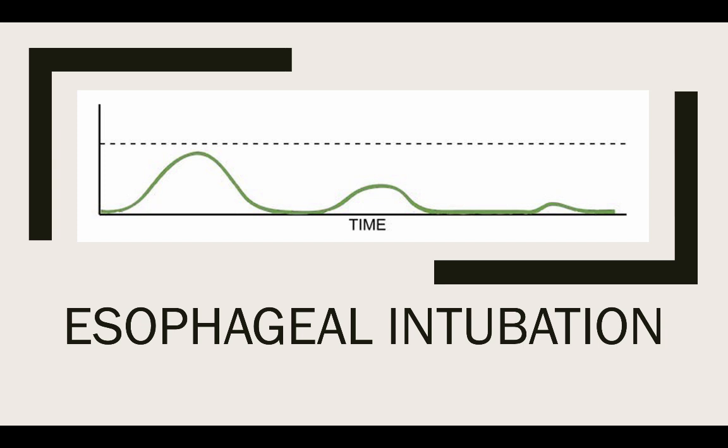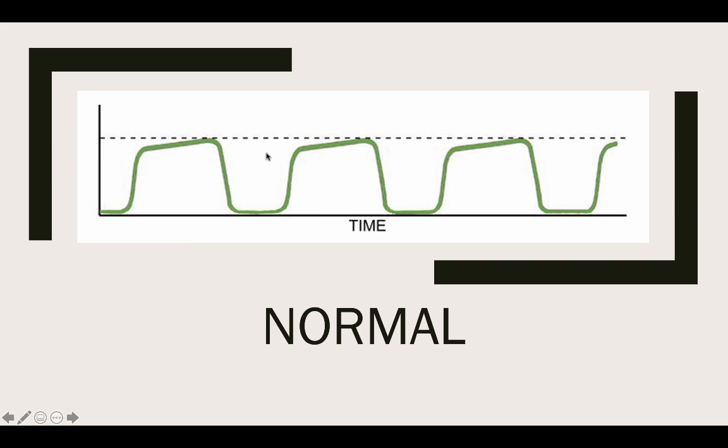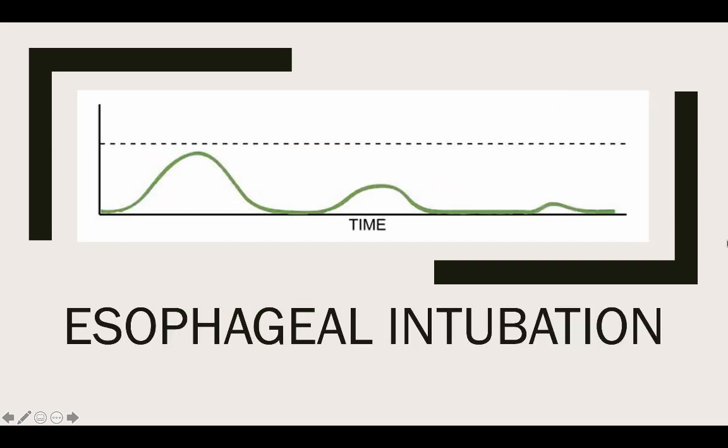And what do we see? Well, we don't see a nice wave, right? We don't see this nice normal wave. We don't see this nice little box-shaped wave. Instead, we see this. So we've got no CO2 coming. We might have some in the beginning, and then it just kind of fades away into nothing. That is an esophageal intubation. Pull that tube right away, re-intubate, and try again.